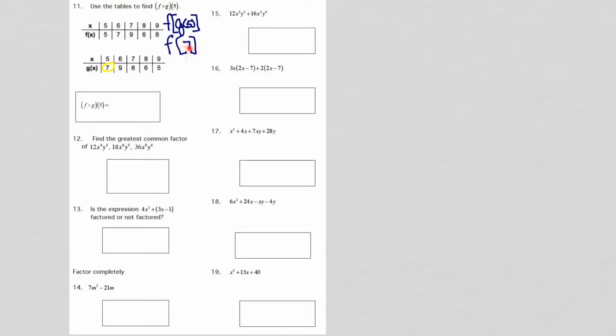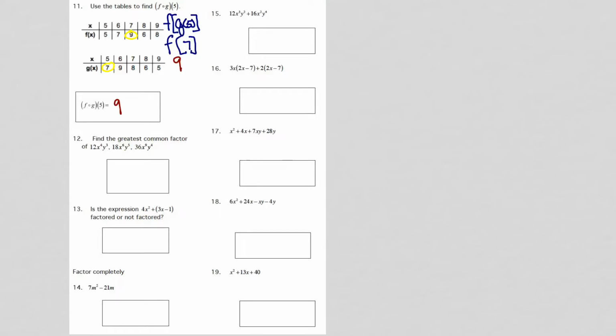Now what do we do with the 7? Well, we apply the f rule. Now the f rule is up here. So let's find 7. Here's the inputs. 7 is right here. So when the input is 7, f of 7 is 9. So we're going to get that 9 right there. So all in all, f of g of 5 is 9.